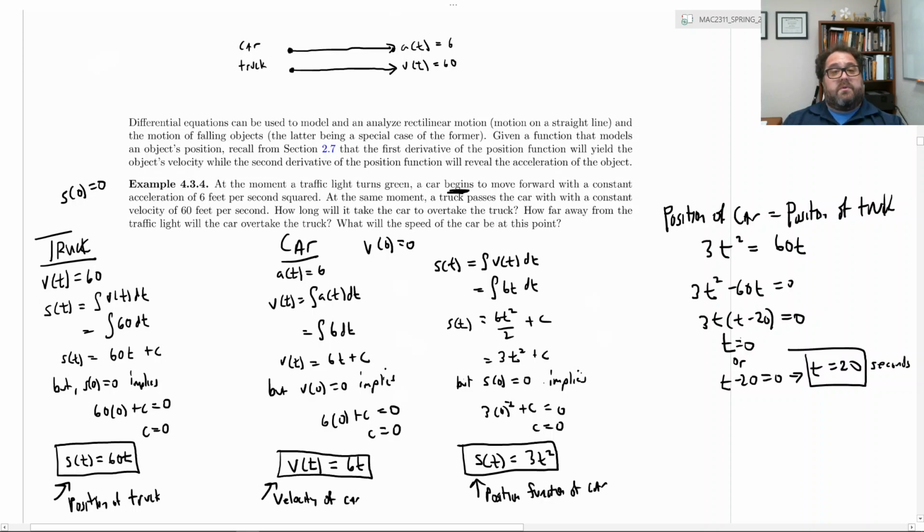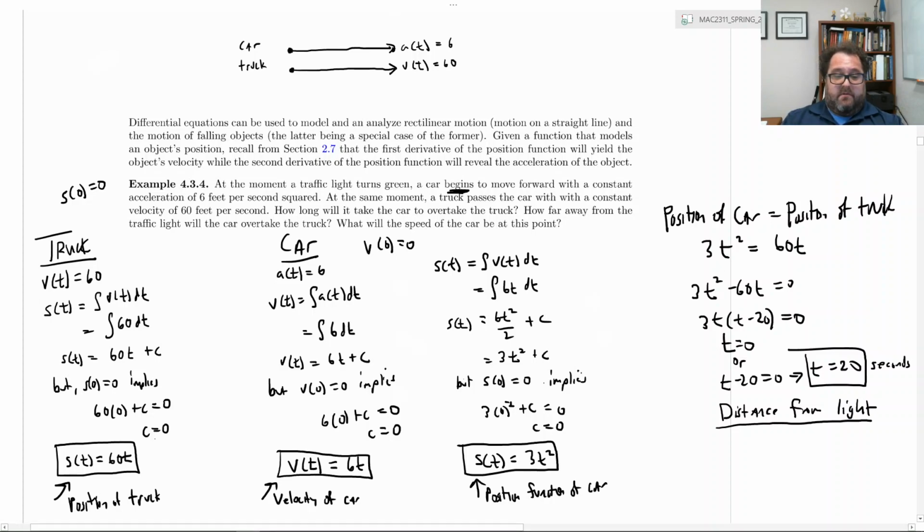Now, why does that t equals 0 make sense? Because we know that at the moment where the stoplight turns green, the car and the truck are right beside each other. So at time equals 0, yes, their positions are equal. And then again, at time equal 20 seconds, they're equal. That's when the car overtakes the truck. So at 20 seconds, now how far away from the traffic light are we at that point? So the distance from the light, well, we can use either of our position functions because we know that the positions are equal at time equals 20 seconds.